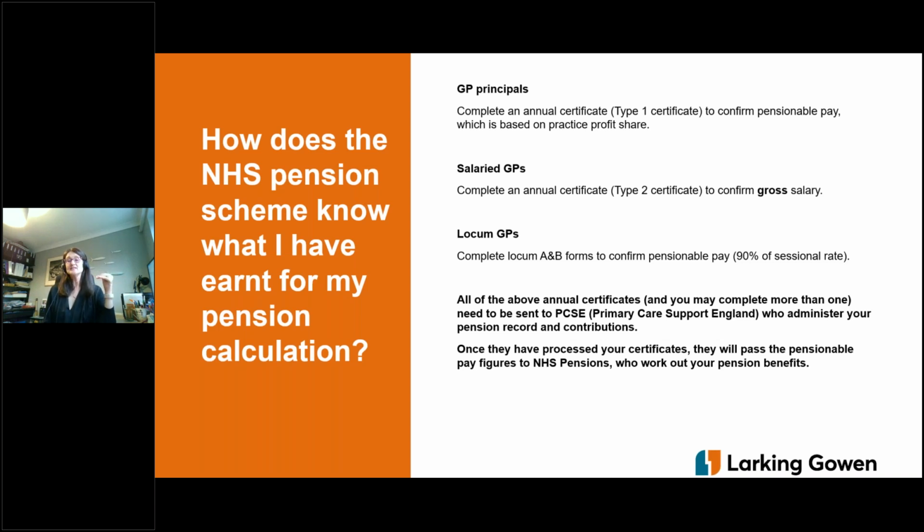This is because PCSE are effectively the employer for GPs, who will administer and keep a record of your pension and your contributions. So all the pension contributions are effectively paid to PCSE. You then annually confirm on a pension certificate what you have earned and what you have paid to them. They will agree that to their records or otherwise. And then once they're all happy that it's all agreed, they will pass your pensionable pay figure to NHS Pensions, who will then work out your pension benefits.